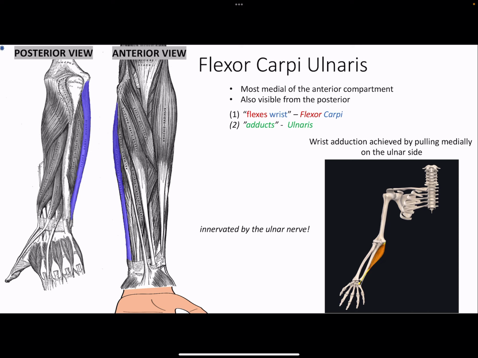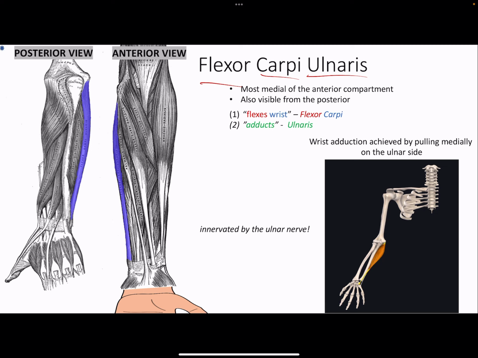Flexor carpi ulnaris. So again, there's going to be a lot of themes to how these muscles work. So kind of play along at home and predict what things do. Flexor, flexes, carpi, wrist, ulnaris. So in addition, it's on the ulnar side. It is going to cause an adduction of the wrist, or you can think of this as an ulnar deviation.